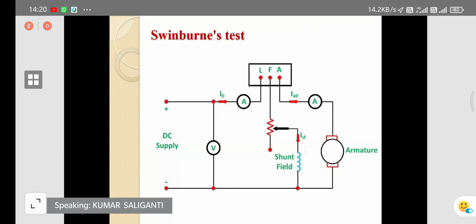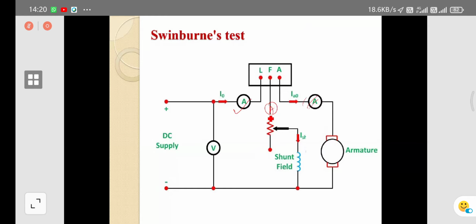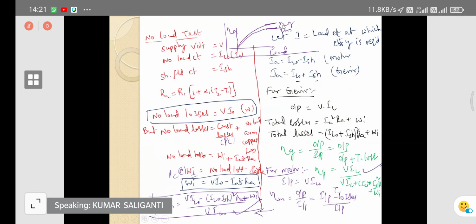As the motor picks up speed, you can get the rated speed and the rated voltage, and you can take the readings of the ammeters. You have to connect this ammeter on this side only, not that side. After getting the line current and field current, you can easily find the armature current. That is the Swinburne test, the no load test.